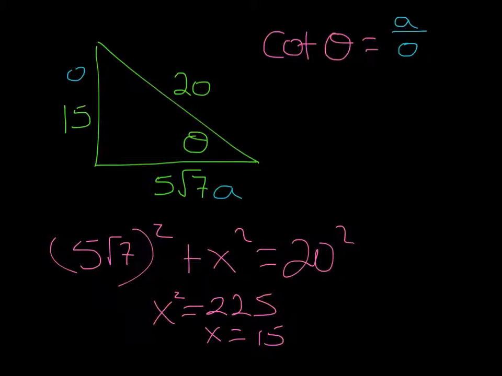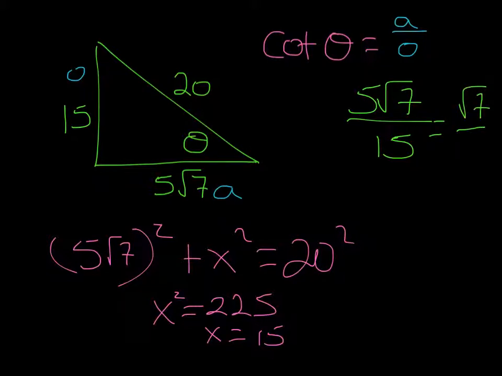And then all I need to do is adjacent over opposite. So I'm going to have 5 root 7 over 15, and simplify your fractions if you can. So that's going to be just root 7 over 3. And make sure also, you guys, if you have a square root in your denominator, make sure you are rationalizing your denominator. You can't leave square roots in the denominator.